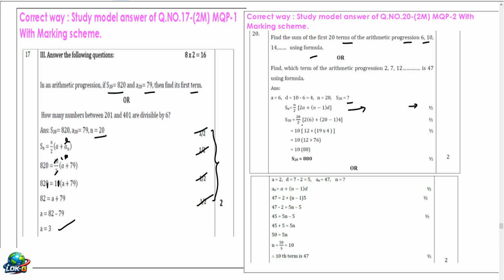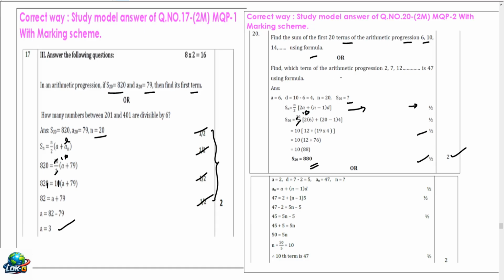Sn is n by 2 into 2a plus n minus 1 into d. Substitute properly. S20 is 20 by 2, 2 into a, that is 6, n minus 1 is 20 minus 1 into 4. 19 4s are 76. 2 1s are 2, 2 10s are 20. You are left with the 10 here. 12 plus 76 is 88. 88 into 10 is 880. And for solving this, you will get 2 marks.